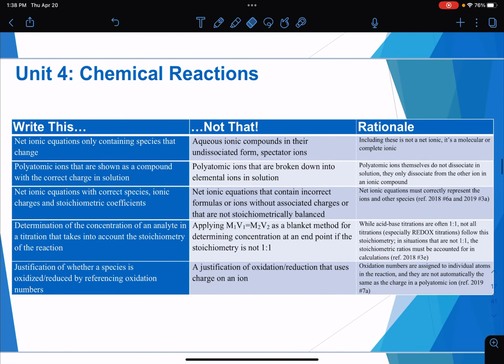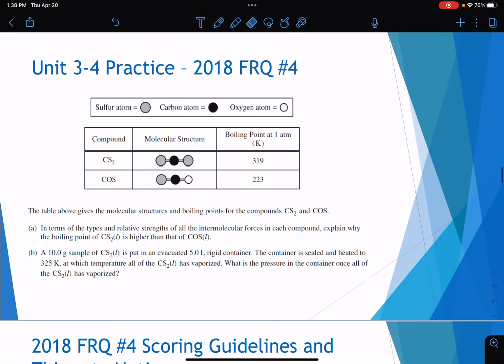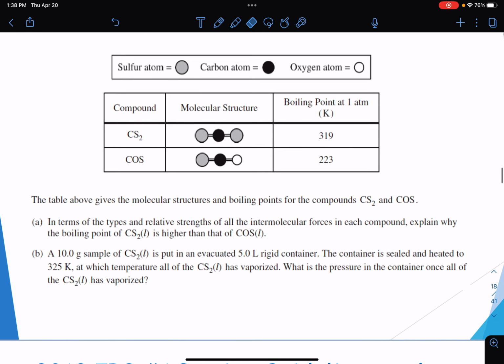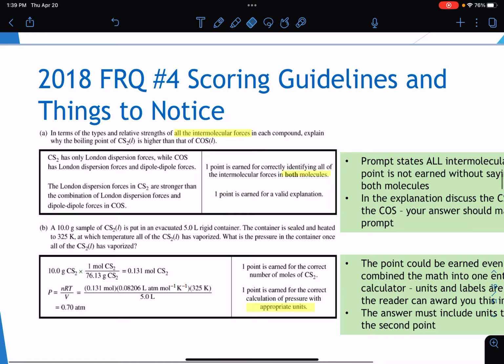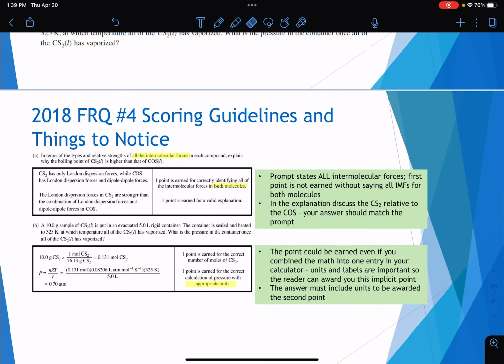Pause and read through these specifics for Unit 4. And here's a practice problem for Unit 4 that does have some Unit 3 concepts in it as well. And here's the scoring guidelines and some extra things you should take notice of.